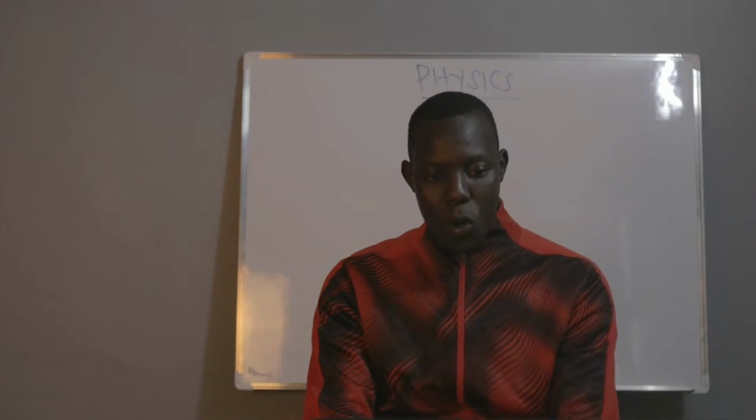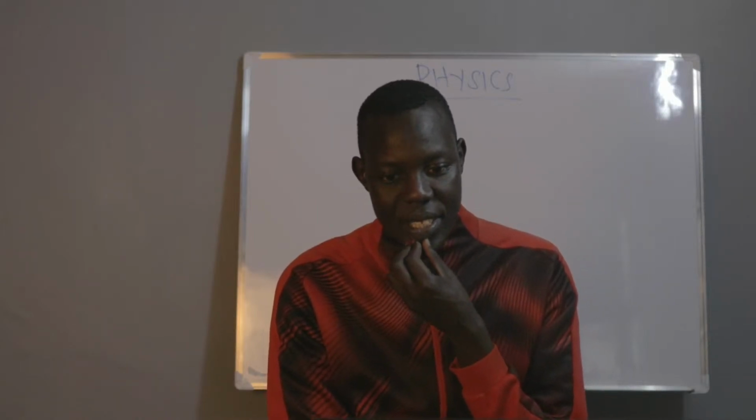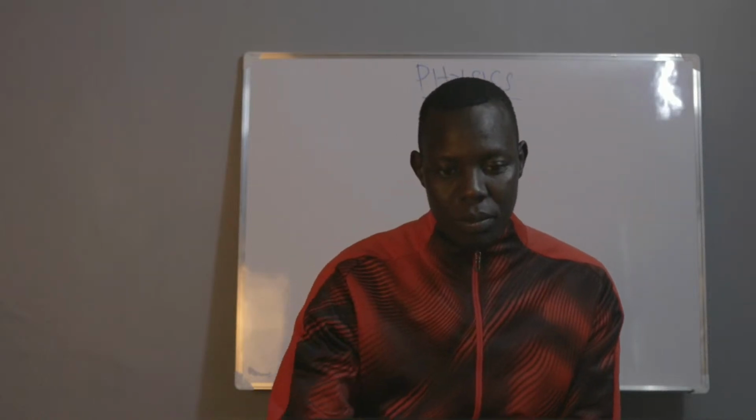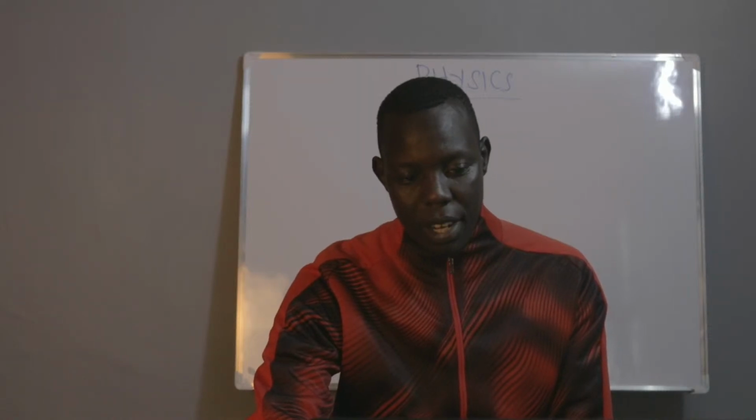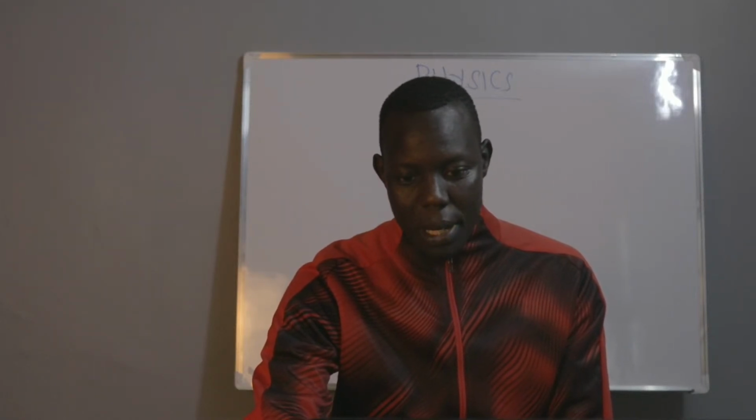Kilogram per meter cubic. How do we change the unit from kilogram per meter cubic to grams per centimeter cubic and vice versa? To change from grams per centimeter cubic to kilograms per meter cubic, we multiply by 1,000. And from kilograms per meter cubic to grams per centimeter cubic, we divide by 1,000. Nice. That is how it should be.